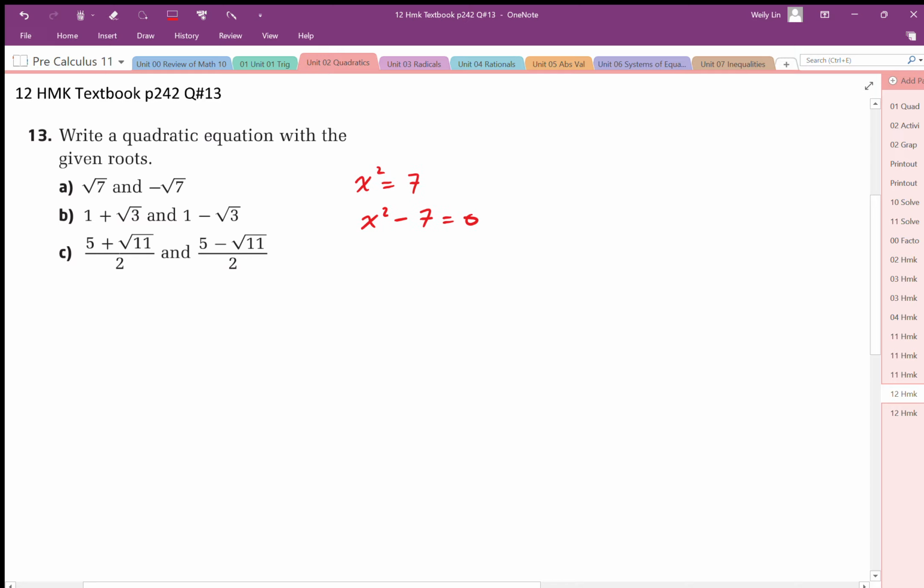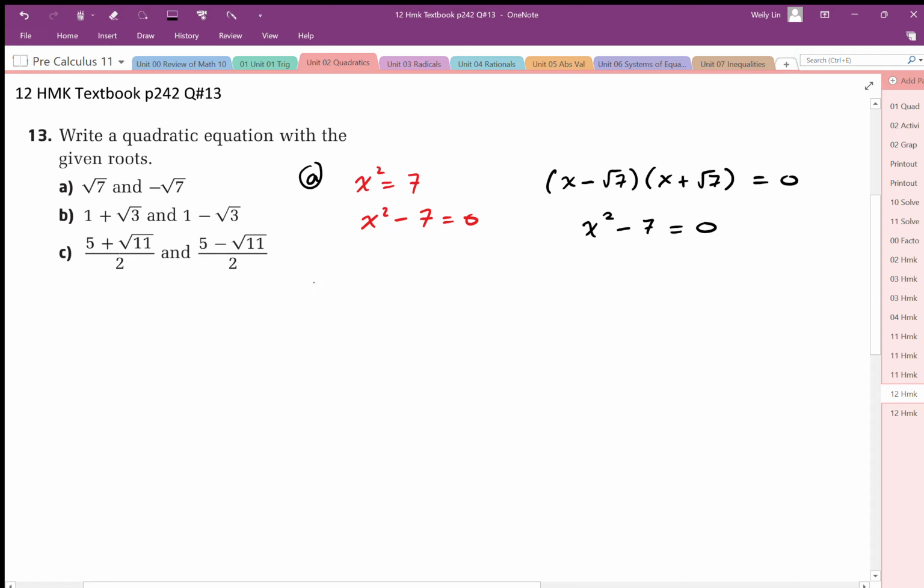Now, the other strategy is to write it in its factored form. So we can write this as x minus root 7 as one root, x plus root 7 as the other root, make it equal to 0, and then just expand these brackets. Because this is a difference of squares form, we're going to end up with x squared minus root 7 squared equals 0. So that's A. We can just guess the quadratic equation, since it's going to be plus or minus, or we can put it into this factored form.